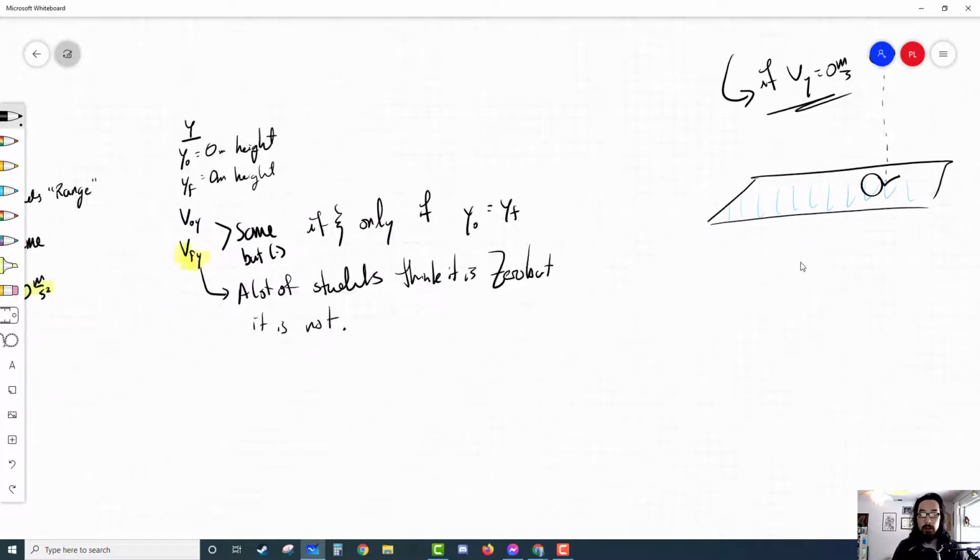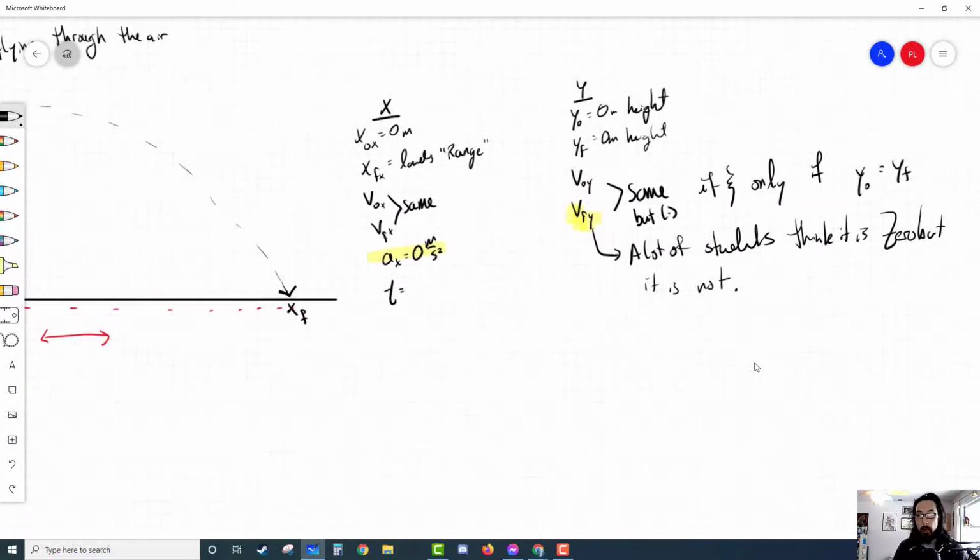Okay, so this is a very important idea and a very important concept. All right, so back to our chart. Our a sub y, if we are on Earth, is always going to be negative 10 meters per second squared. Sometimes you'll see it as negative 9.81 or negative 9.8 meters per second squared.